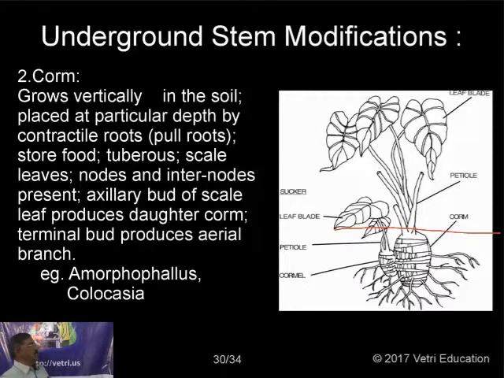The corm grows vertically in the soil, placed at a particular depth by contractile roots. They have some small roots. They store food material, are tuberous, and have scale leaves, nodes and internodes, axillary buds, and a terminal bud also present here. Examples of corm are Amorphophallus and Colocasia.